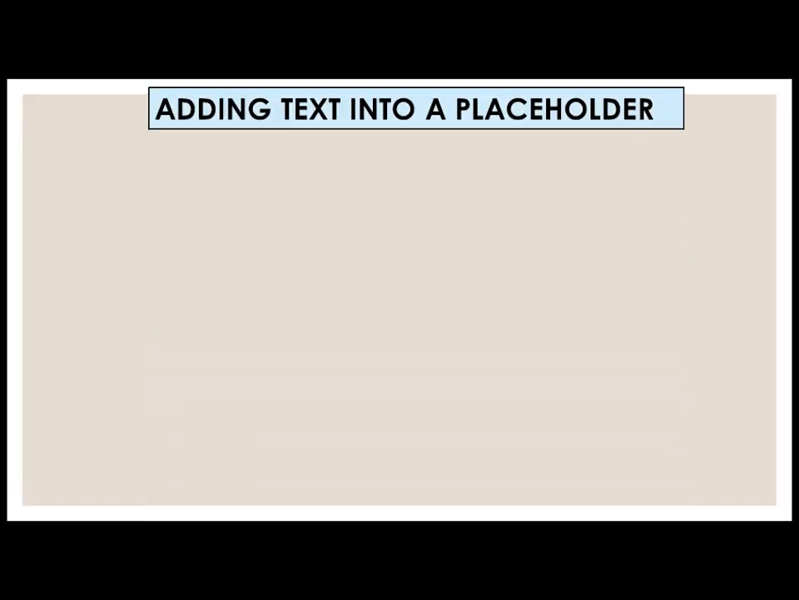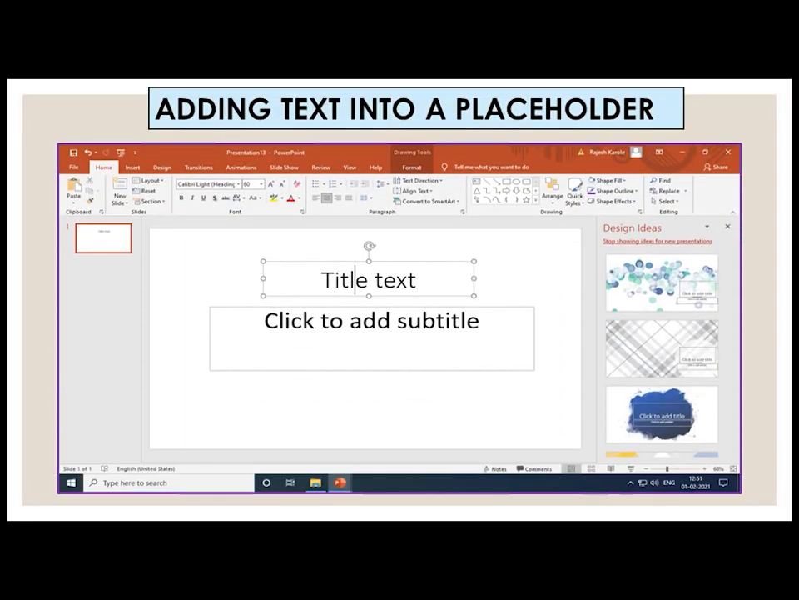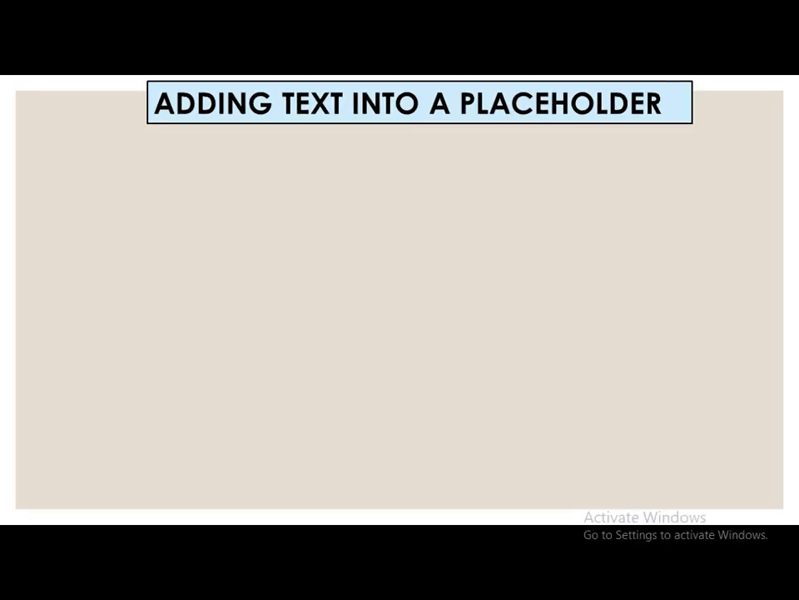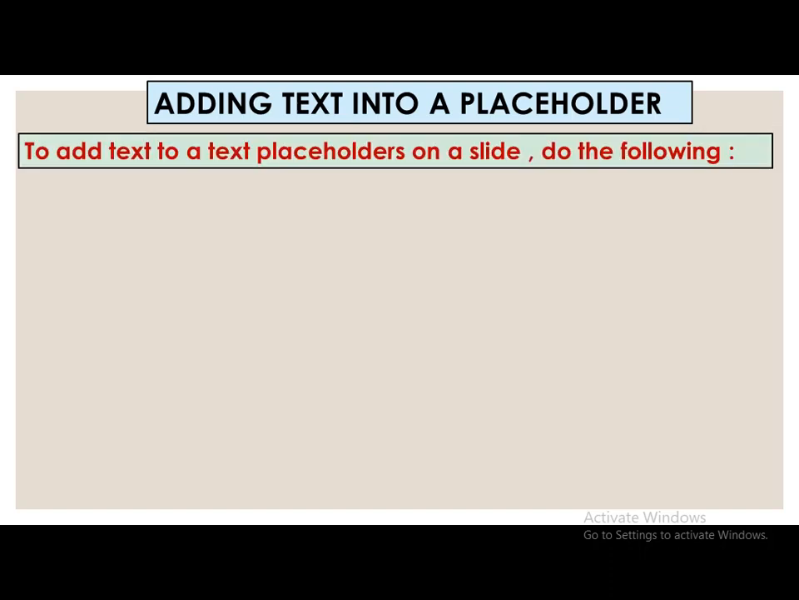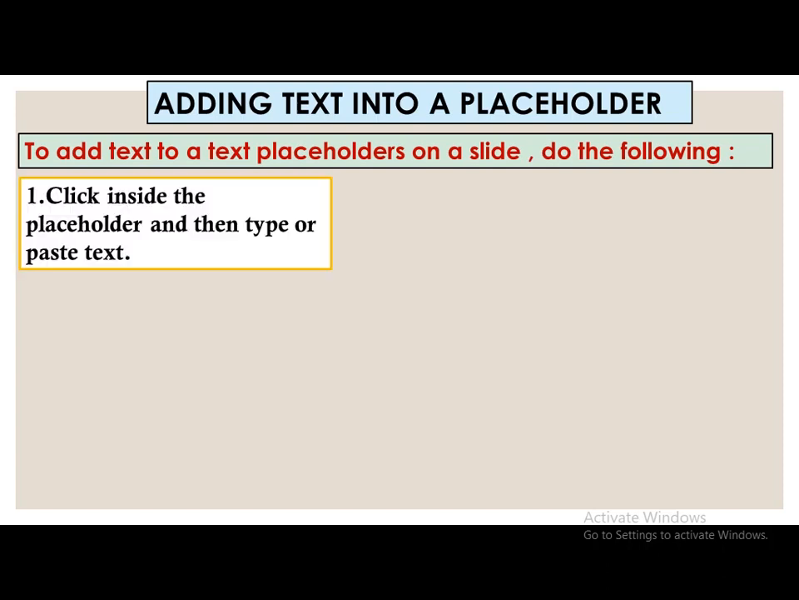Adding text into a placeholder. Look at this figure, children. This dotted border represents the placeholder that contains the title text for the slide. To add text to a text placeholder on a slide, do the following. Click inside the placeholder and then type or paste text.